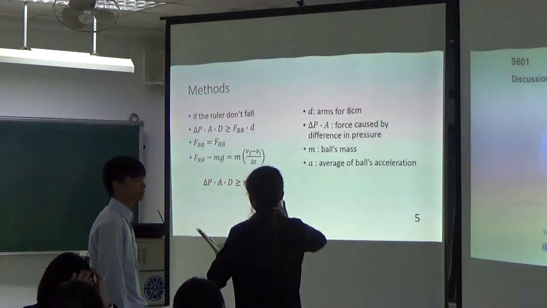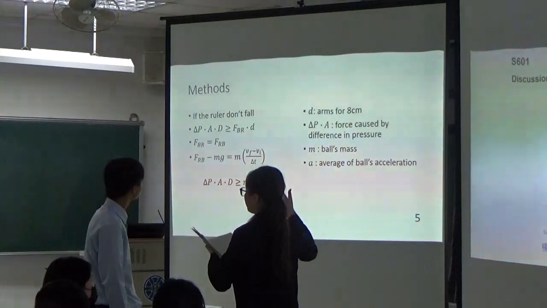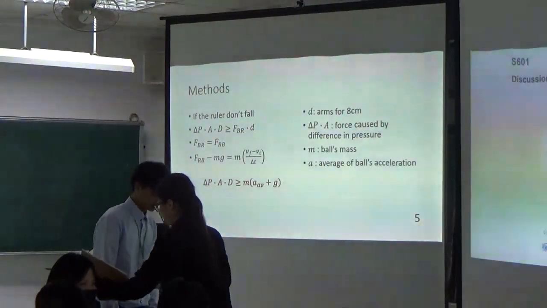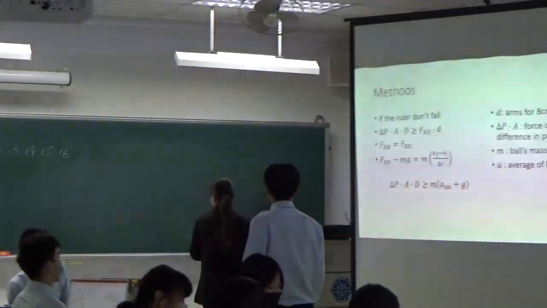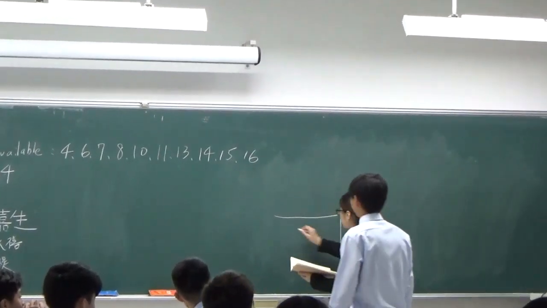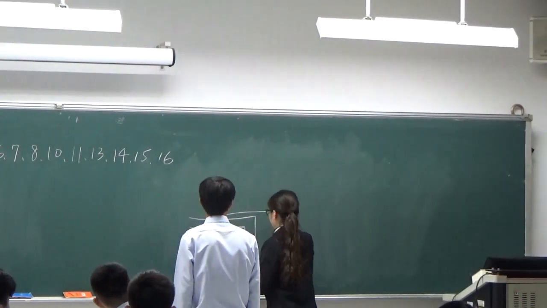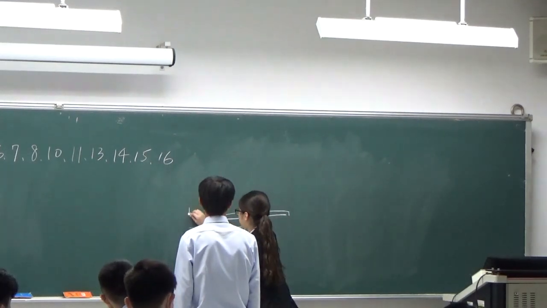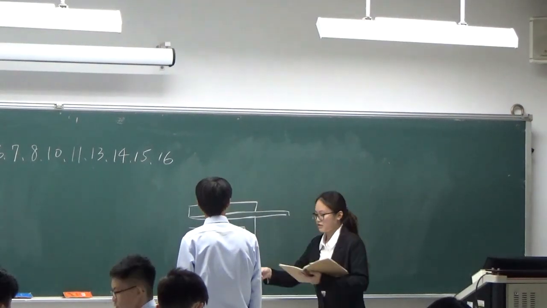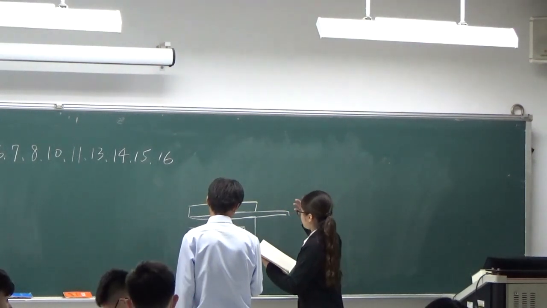Okay, because you only write the numbers here, can I ask you to draw a graph to explain what force is really acting on the ruler and the paper? Okay, so if this is the table, and you put a ruler here, and you cover it with a piece of paper, can you tell me which force will affect the torque?